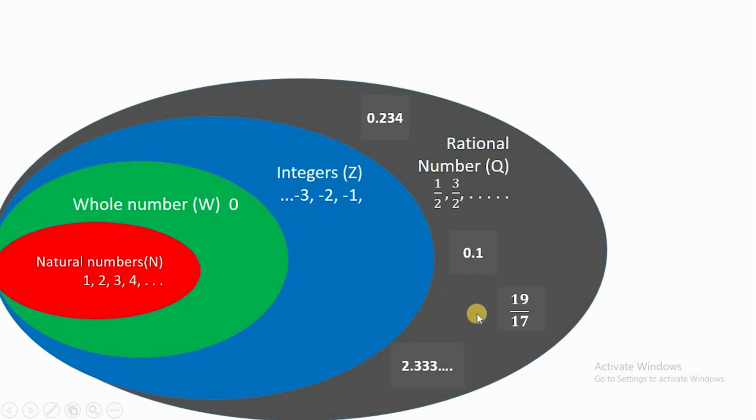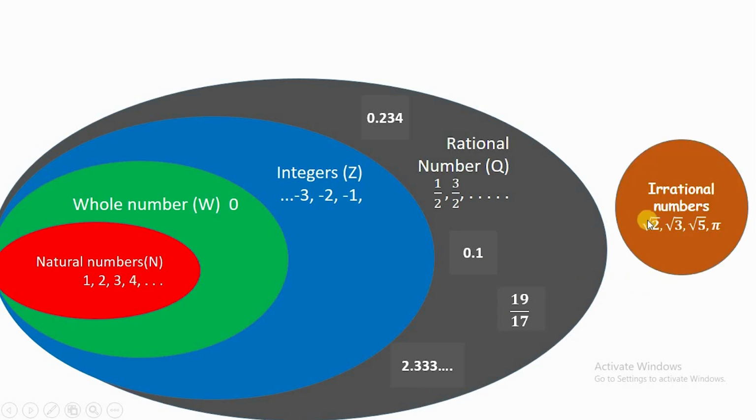Now, there are some numbers which cannot be expressed in the form P by Q, for example root 2, root 3, root 5 and pi. These numbers cannot be expressed in the form P by Q.